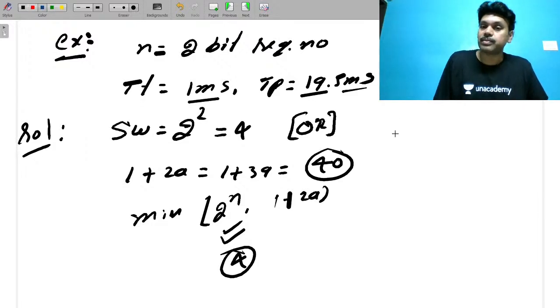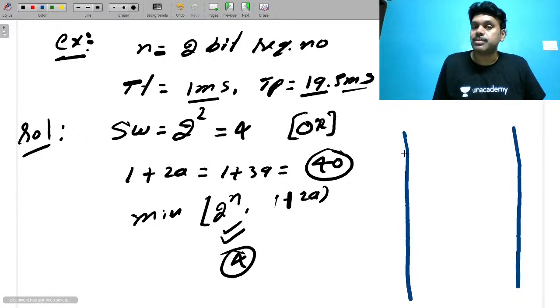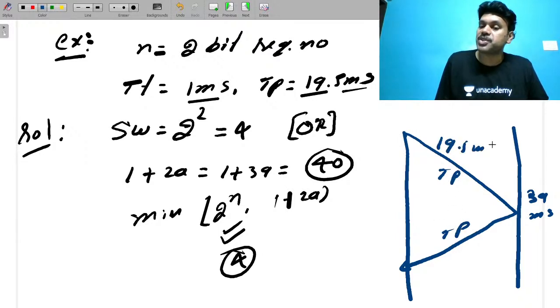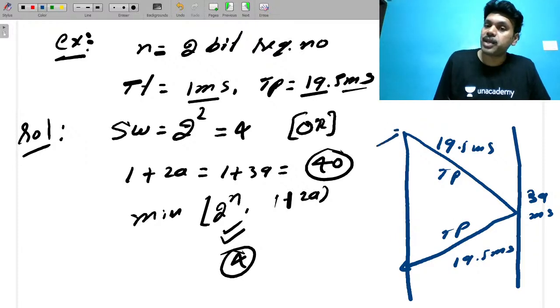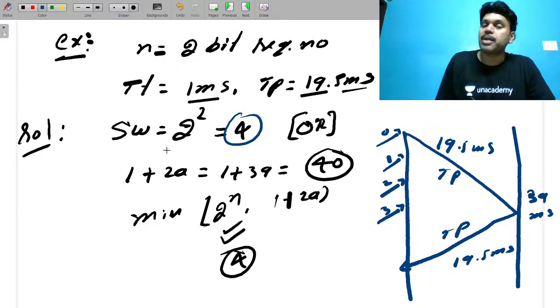So what is the proof? Please observe. The first frame got acknowledged only after 39. Please understand, the first frame got acknowledged after 2 into TP time, which is nothing but 19.5 ms one side and 19.5 ms the other side. So I push frame 0, I push frame 1, I push frame 2, I push frame 3. I don't have more numbers. Please observe, I have got only 4 numbers.